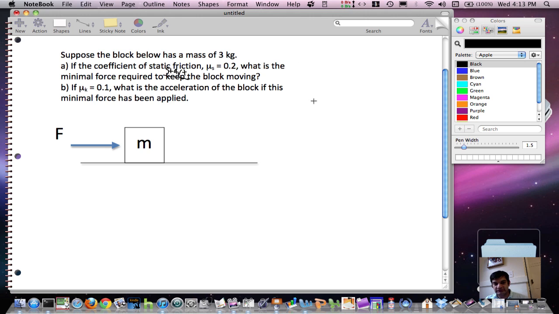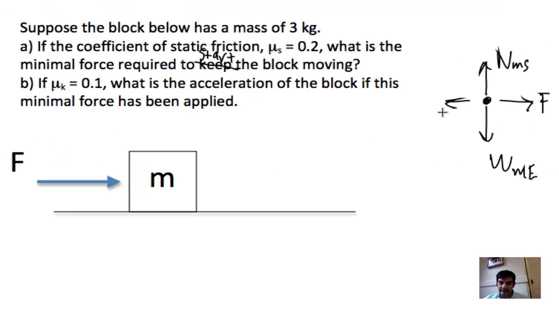And then once I get the block moving, what's the acceleration of this block if this minimal force has been applied? So first, let's start with the free body diagram. I'm going to have the normal on this mass due to the surface, the weight of this mass due to the earth. I have the applied force, and I have the friction force. And I'm not going to label it S or K because we're going to actually change this as we do our equations.